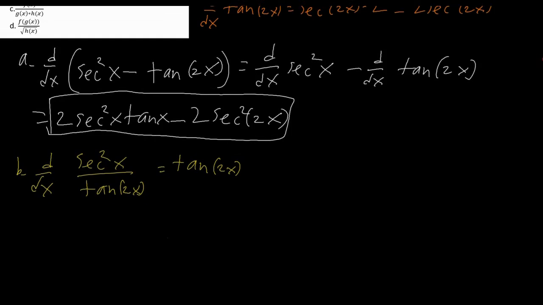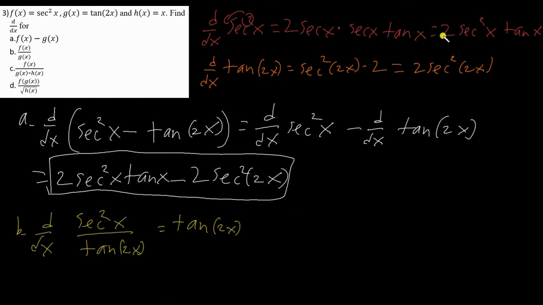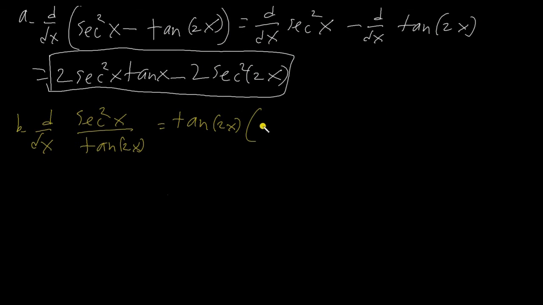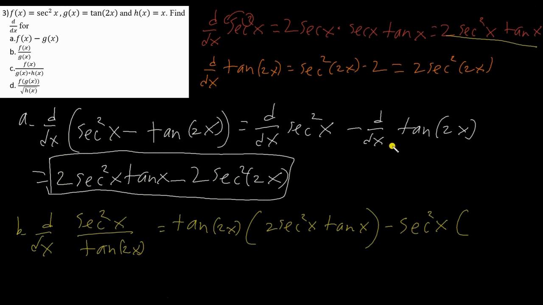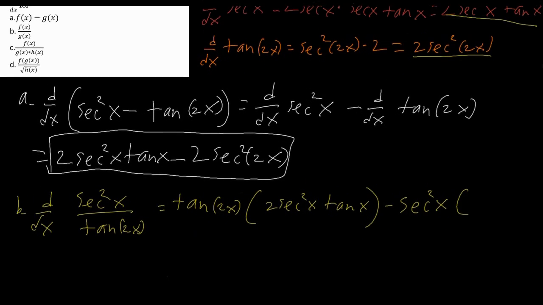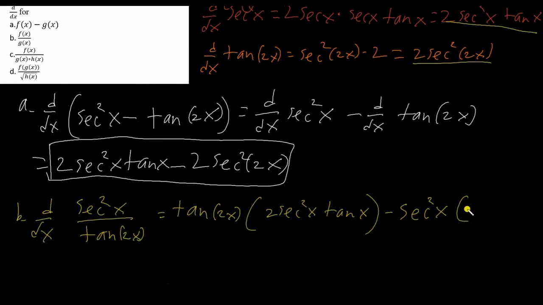Remember, up here, we said that the derivative of secant squared is 2 secant x tangent x. So I'm just going to write that here. 2 secant squared x tangent x. And then I'm going to subtract from that the top, which is secant squared x, times the derivative of the bottom. Again, we already did the derivative of tangent of 2x. We already said that is 2 secant squared of 2x. So I can write 2 secant squared of 2x here.